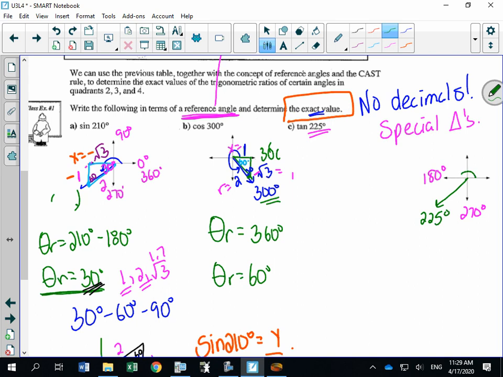The rotational angle would look something like this. That would be 225 degrees. But what I need is to figure out, okay, what special triangle is this? So draw your acute triangle. That wasn't the greatest triangle. I need to figure out what this purple angle is, what that reference angle is. So using 225 degrees and 180 degrees, theta r would be equal to 225 minus 180. My reference angle for this question would be 45 degrees.